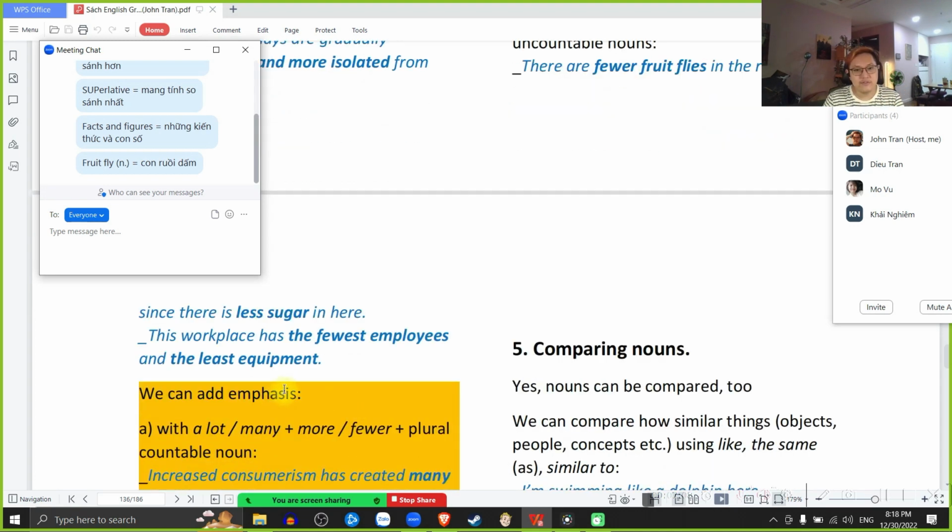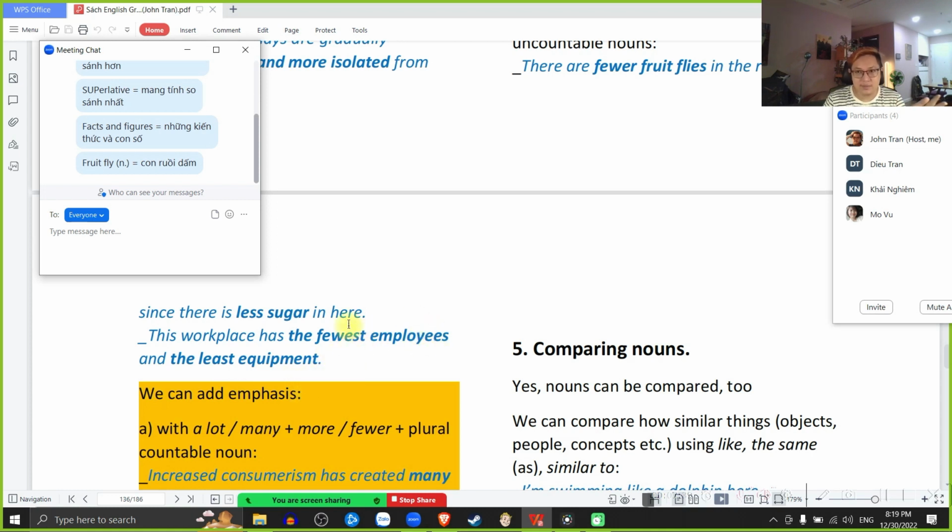This workplace has the fewest employees and the least equipment. Cái nơi làm việc này nó có ít nhân viên nhất và ít thiết bị nhất. Thiết bị thì equipment không đếm được mọi người nhớ không? You remember, equipment is not countable. So when we want to count, we use piece of equipment. Nhớ không mọi người? A piece of equipment để đếm nó, nhưng mà equipment bản chất nó không đếm được. Cho nên phải đi với the least equipment.